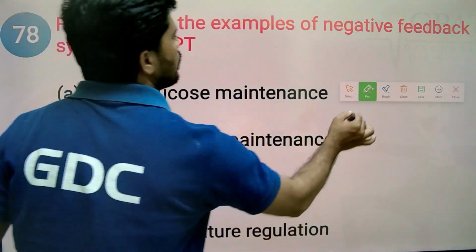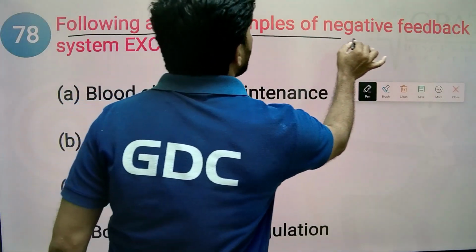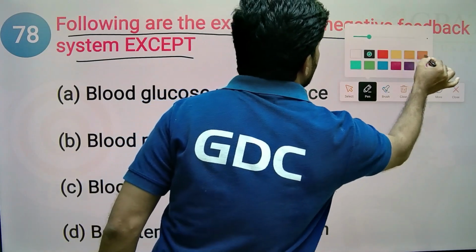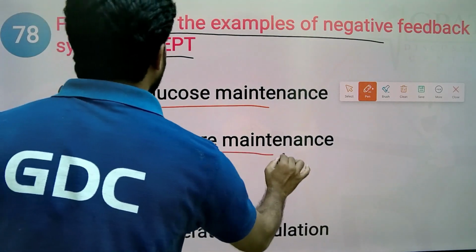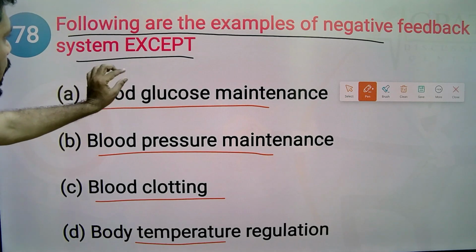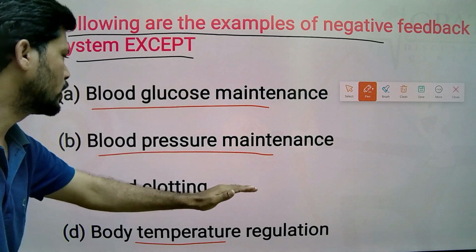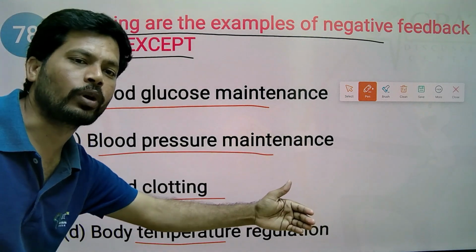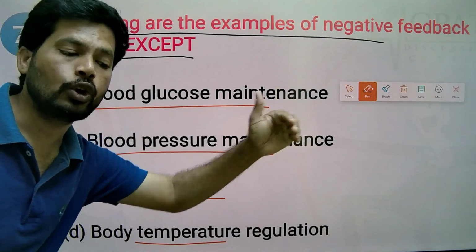Next, our question is: the following are examples of negative feedback systems except: blood glucose maintenance, blood pressure maintenance, blood clotting, body temperature regulation. All are negative feedback mechanisms except one. If glucose levels increase, they should decrease. If blood pressure increases, it should decrease. If blood clotting is going up, we have to promote it, because clotting occurs during bleeding conditions. And if body temperature increases, we have to decrease it.